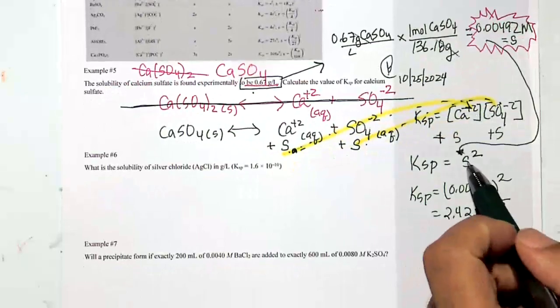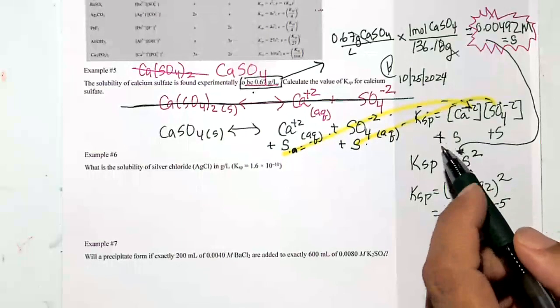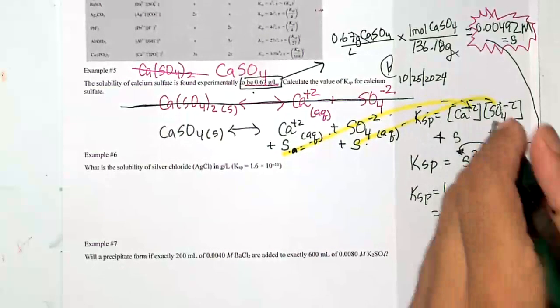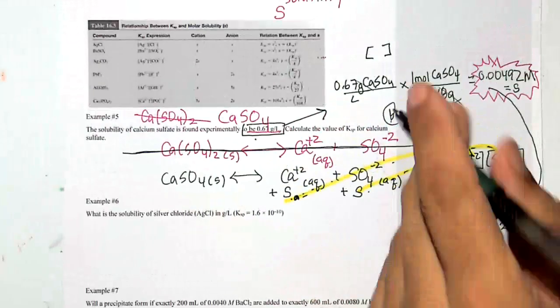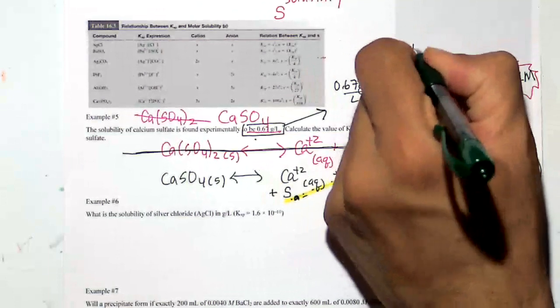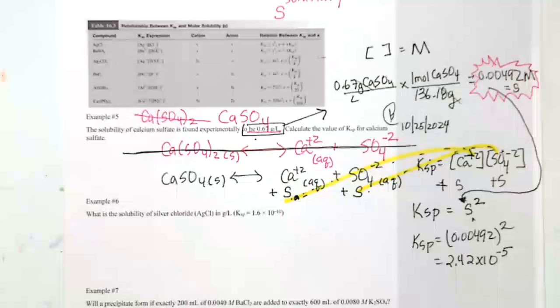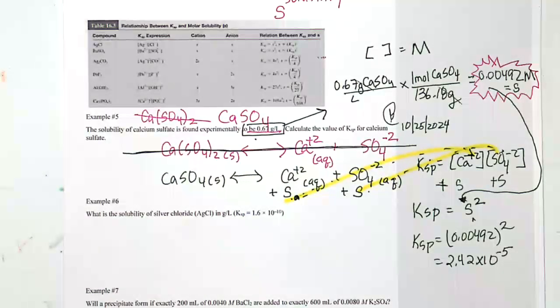Right, so that's how we solve for the KSP. The S that comes in here, the solubility, is in moles over liter, concentration. Do you remember this if I use brackets? That brackets means moles over liter.